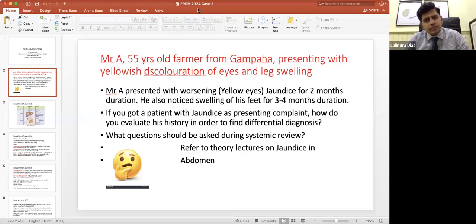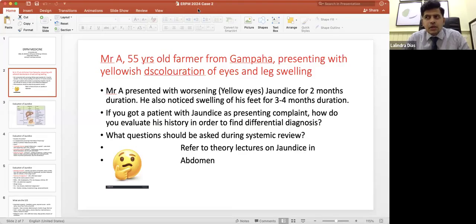And is fever present or not? Correct. Because some of the cases of jaundice are due to hepatitis. So hepatitis can be an infectious focus. So if it is an infectious focus, you will have fever. Very good. So along with fever, one more thing, if you are suspecting hepatitis, you are doing good.